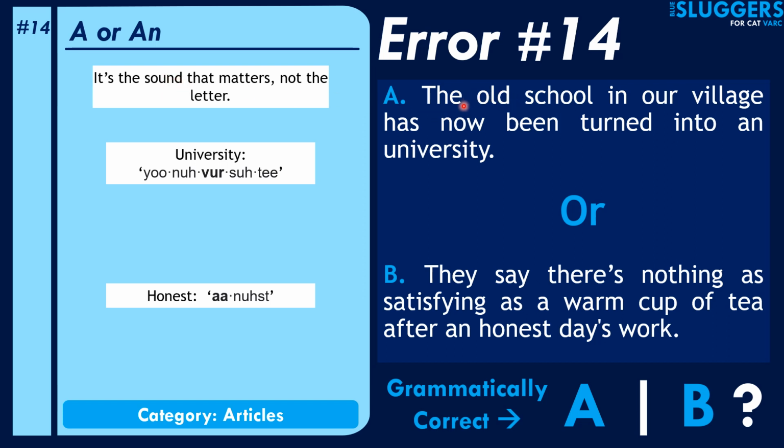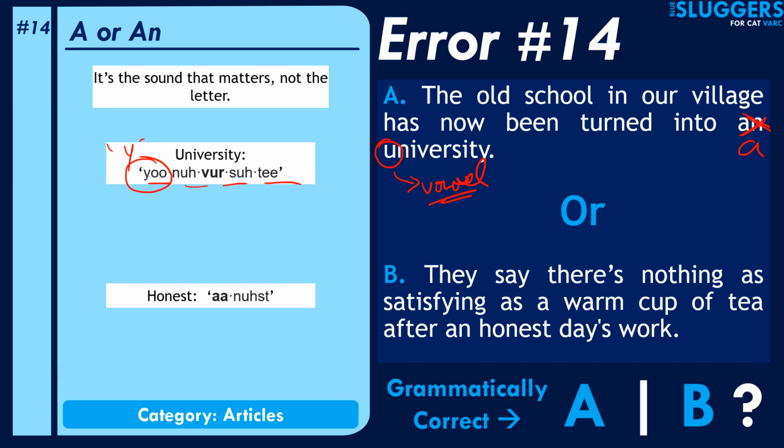For example, look at the first sentence here. The old school in our village has now been turned into a university. Now, university obviously starts with U, which is a vowel, right? However, the way university is pronounced, it's pronounced something like "yoo-niversity". So in terms of sound, it starts with maybe a Y, okay? And hence it would be wrong to use the article "an" here. You would want to use the article "a" in this case, right? So, the old school in our village has now been turned into a university, okay? Let's come to the next one.